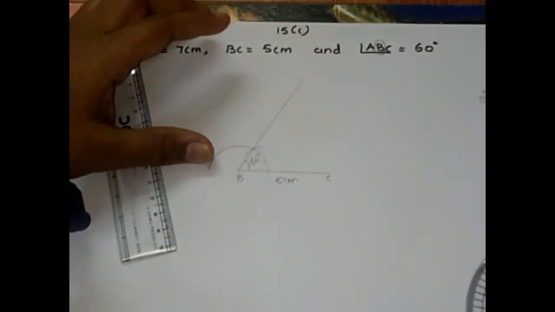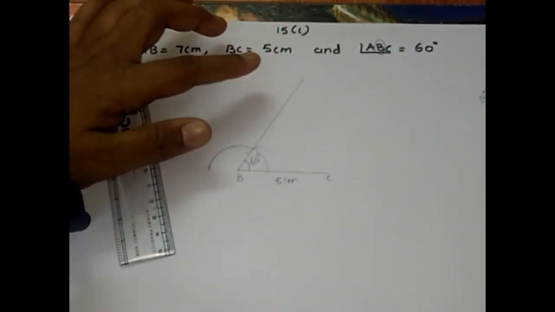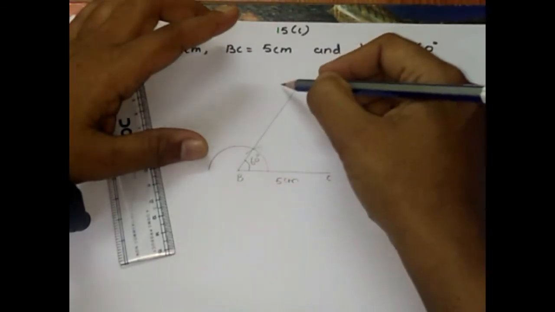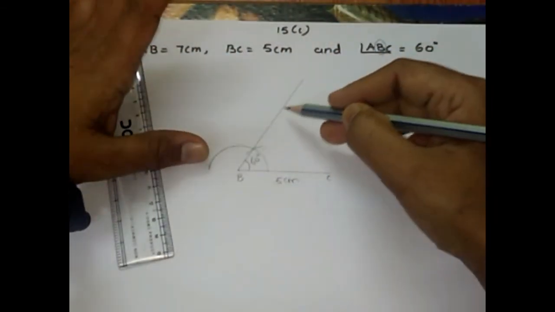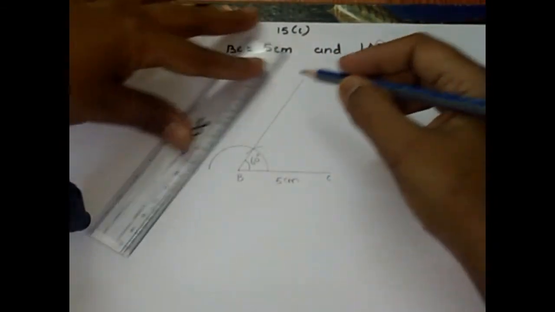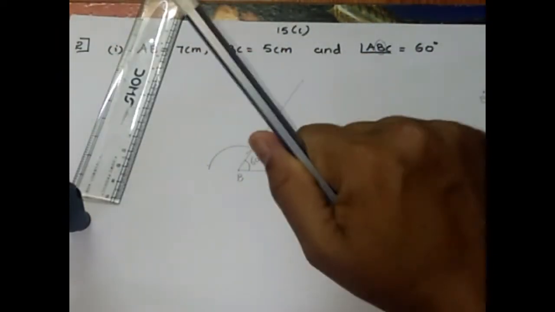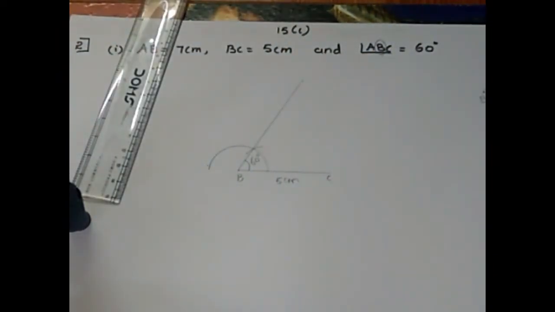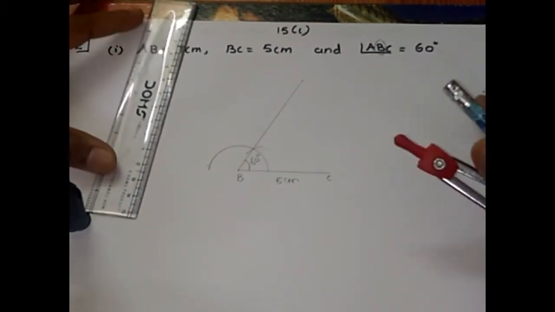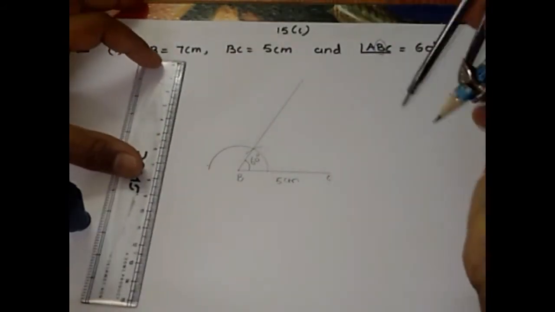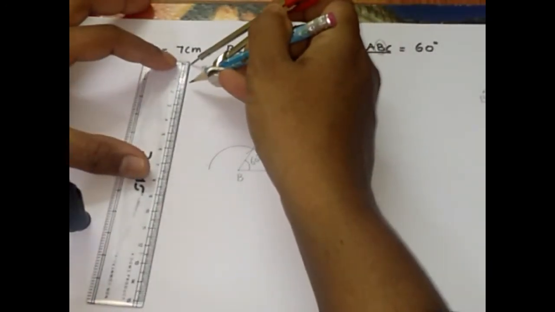Did we get the third vertex A? No. An angle cannot give you a point, because the angle's arm can be extended, so you will not get the point A. Then what is the second measurement given? BA as 7 cm. AB and BA are the same.